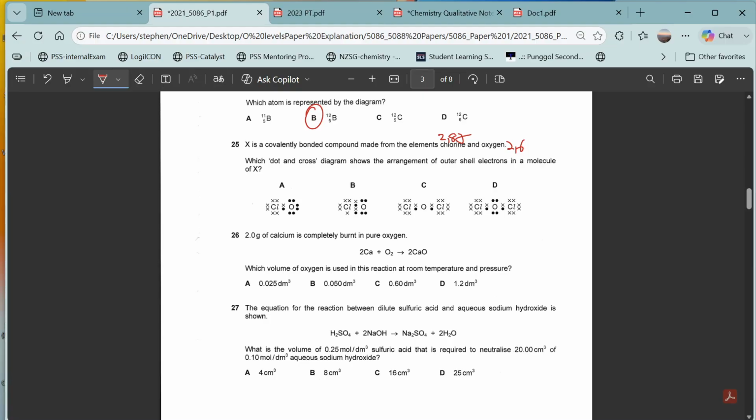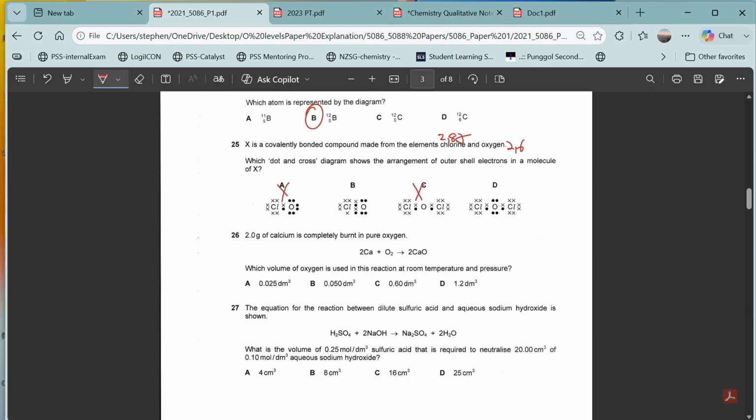Okay, let's get to it. So look at option A. You count the valence electrons for chlorine. You have 1, 2, 3, 4, 5, 6, 7. How about oxygen? 1, 2, 3, 4, 5, 6, 7. So oxygen only has 6, so cannot. Let's look at C. For chlorine, you have 7 valence electrons, but then oxygen only has 2 black dots. 2 only, cannot, must have 6. So let's look at B. B, you count 1, 2, 3, 4, 5, 6. 6 valence electrons for oxygen. 1, 2, 3, 4, 5, 6, 7. 7 valence electrons for chlorine.